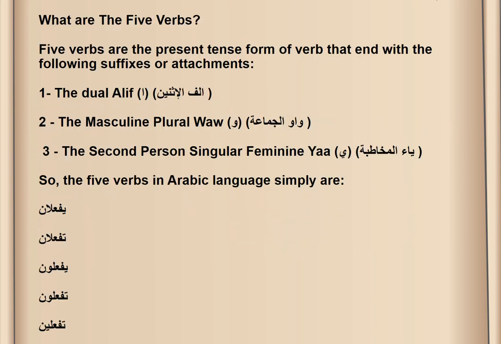What are the 5 verbs? The 5 verbs are the present tense form of verb that end with the following suffixes or attachments. 1. The dual alif, aliful isnain. 2. The masculine plural waw jama'at. 3. The second person singular feminine ya al mukhataba. So the 5 verbs in Arabic language simply are yaf'alani, taf'alani, yaf'aluna, taf'aluna, and taf'alina.